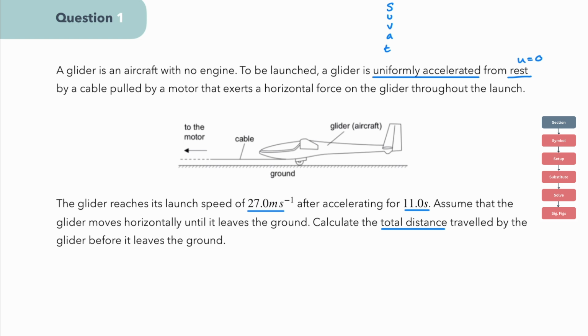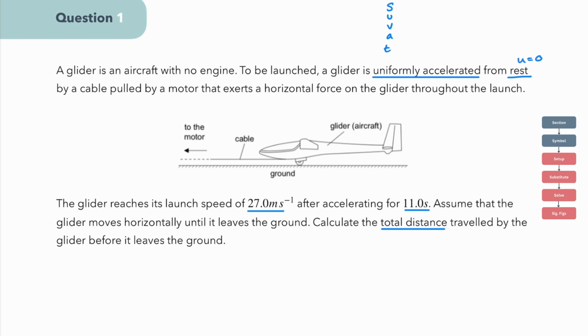This is a calculate question, and we're going to use the Solve Smart method. The first thing we do is identify the correct section of your data booklet, and this is kinematics. It's equations of motion, it's projectile motion. So head to the kinematics section or the motion section of your data booklet.